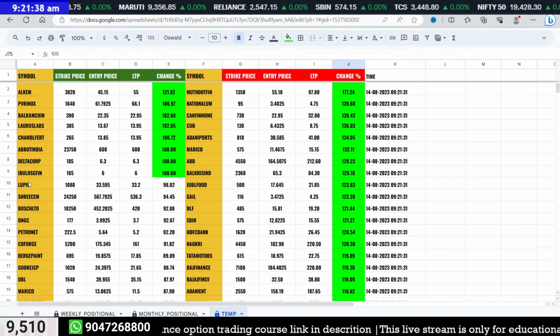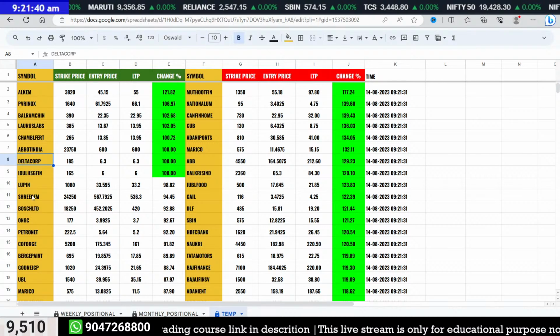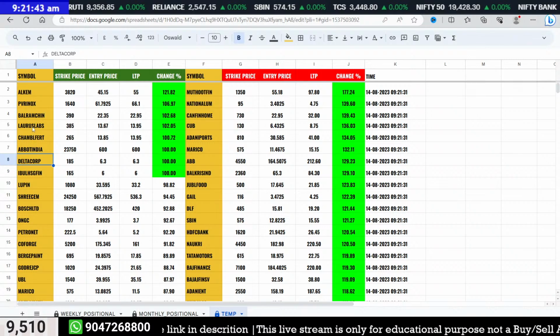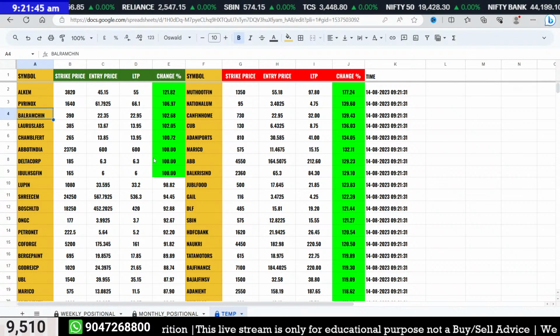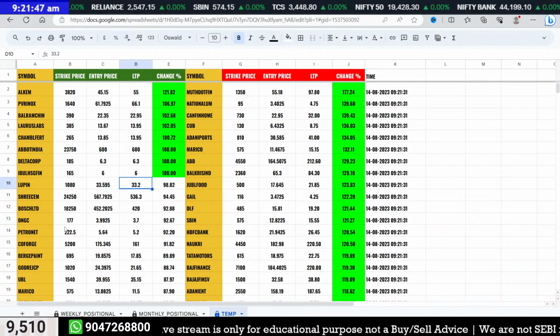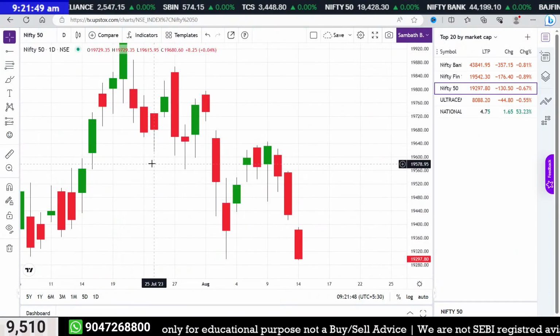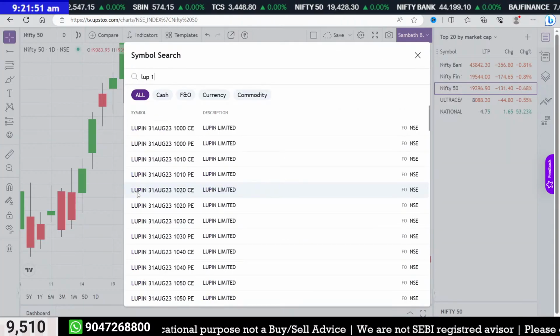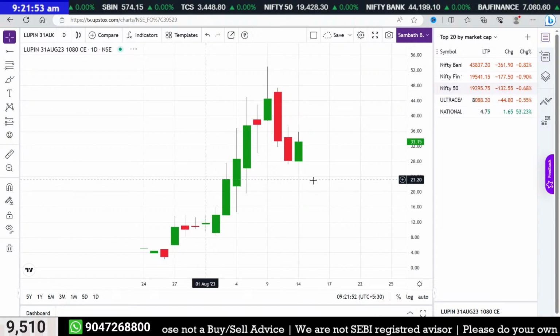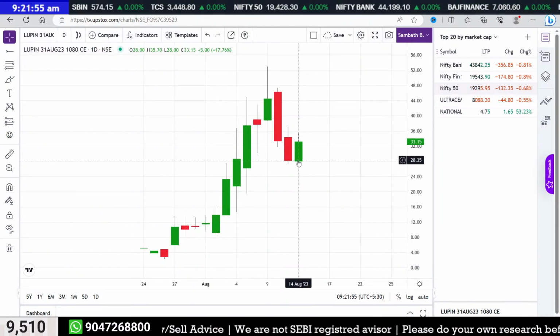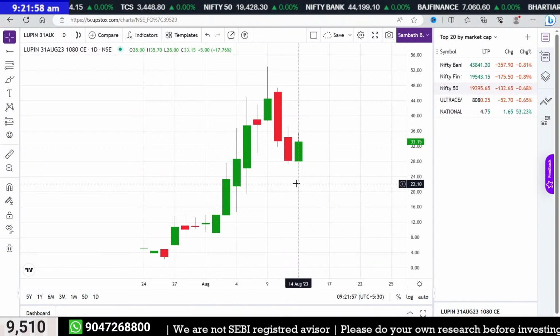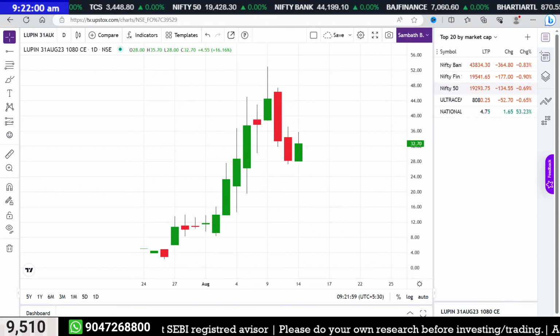Even in this scenario, some of the stocks like Delta Corp 6.3, 185, bought, Balrampur Chini, it already triggered. So maybe a new opportunity. Look at this Lowe's 1080 call. So this is about testing. Yeah, after 2 consecutive downs, 1080 35 is the highest level. Now it is trading exactly at our level.